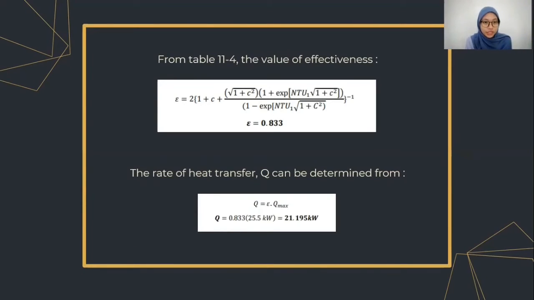From Table 11 of the Cengel textbook, the effectiveness of a heat exchanger with one shell pass and two tube passes can be determined from this equation. From that, we get an effectiveness of 0.833, which is equivalent to 83.3%. Next, the heat transfer rate Q can be determined from Q equals the effectiveness of the heat exchanger times Q max. Therefore, we get Q equivalent to 21.195 kilowatts.